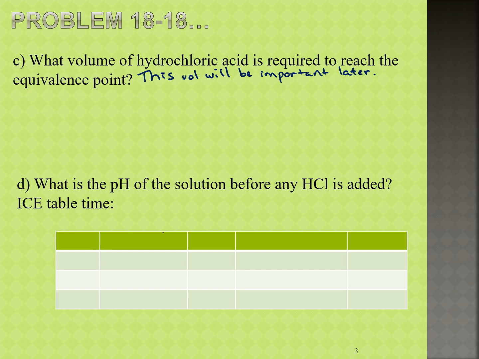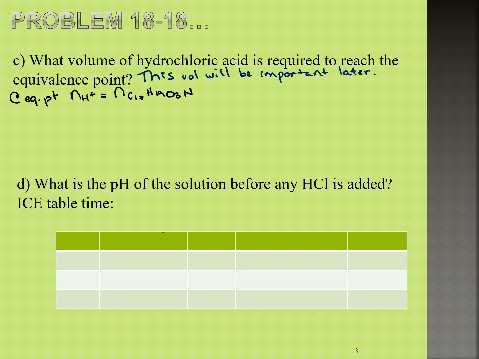So if I want the volume of hydrochloric acid to reach the equivalence point, we need to remember that at the equivalence point, the number of moles of our acid is going to be equal to the number of moles of our base. And these are for the reactants. And so this is my morphine, which is C17H19NO3.